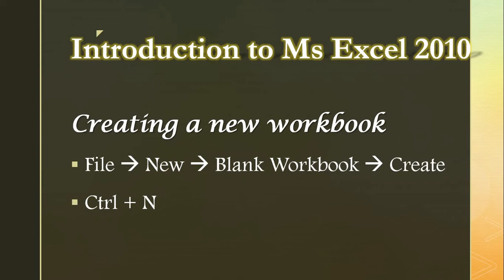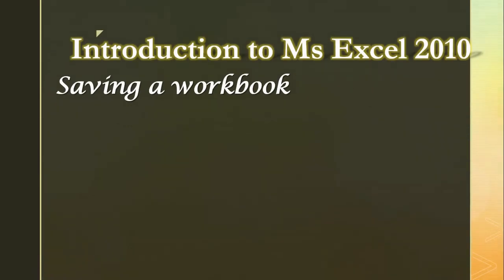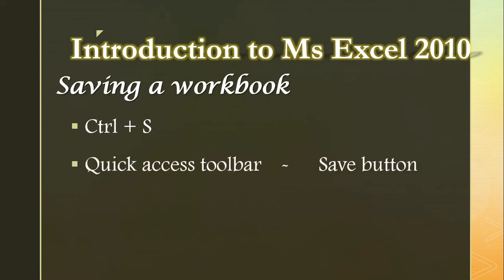Now you have created a workbook. Then you need to save the workbook, right? Come on, let's learn how to save the workbook. To save the workbook, the shortcut key is Ctrl+S. You can save the workbook by using the Quick Access Toolbar also. On the Quick Access Toolbar, there are some commands. You need to click on the Save button to save the workbook.